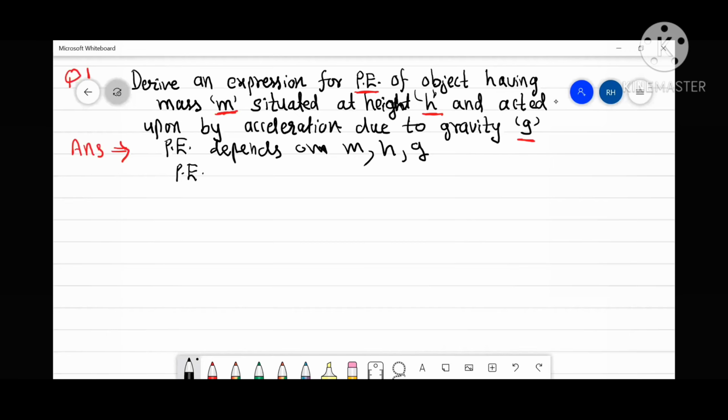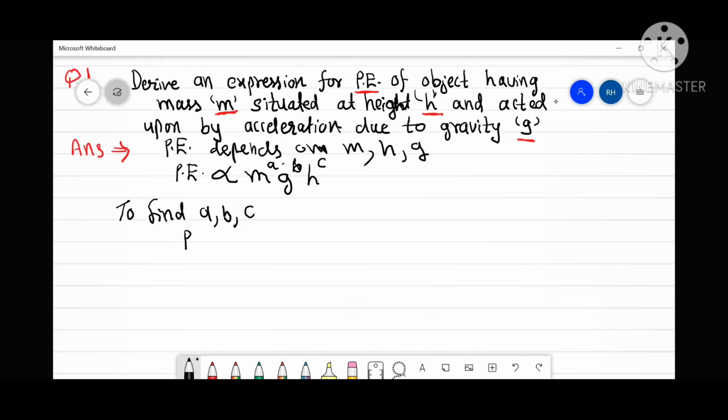That's why we will write potential energy is directly proportional to the mass raised to a, g, acceleration due to gravity raised to b, and h raised to c. Now our aim is to find the a, b, c values. Now PE is directly proportional to the m g h values.